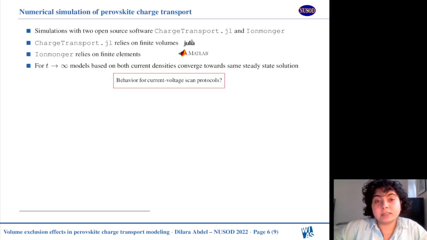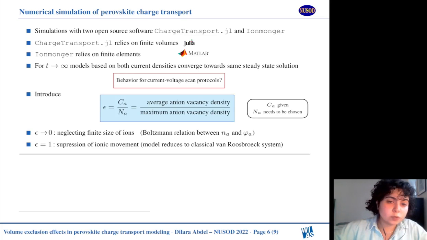Within the steady state, it is quite easy to see that the models based on both current density expressions converge towards the same solution. The question is what happens when we are not in this regime, meaning simulating current voltage scaling protocols. For this, we introduce a scaling epsilon, which is given as the ratio between the average vacancy density incorporated into the model via the right-hand side of Poisson and the maximum vacancy density from the state equation.